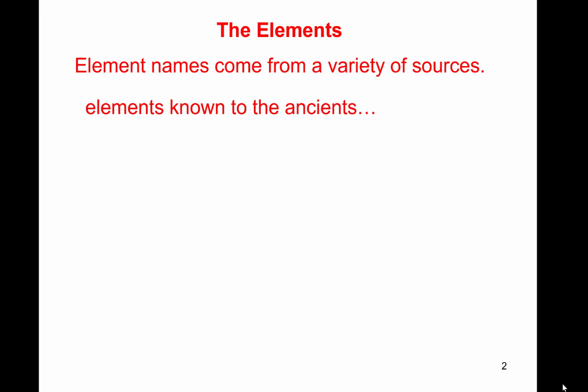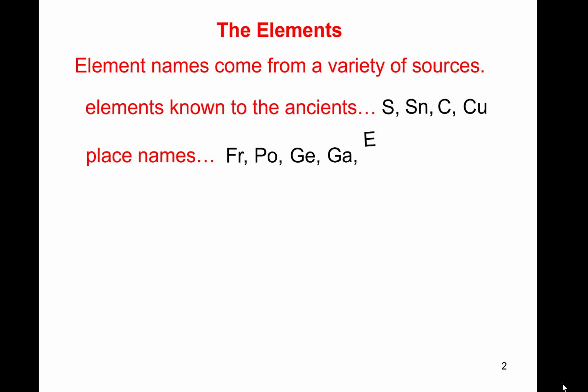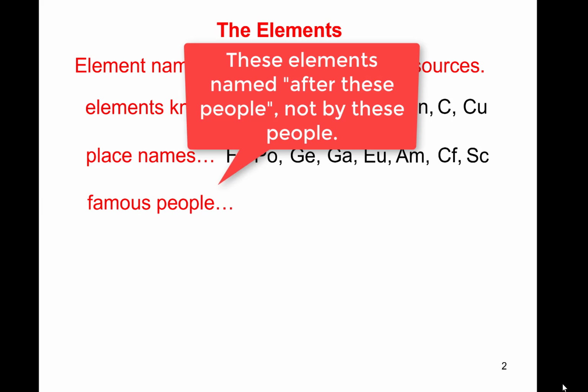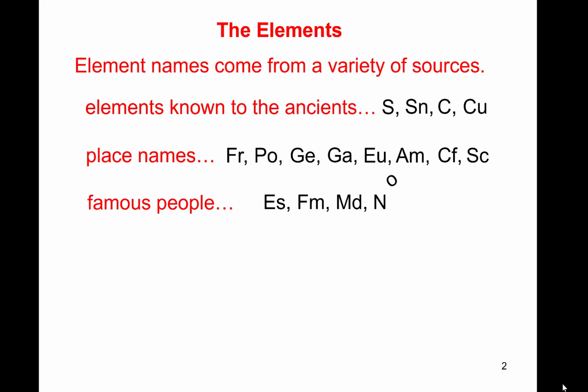The names of the elements on our periodic table come from a variety of places. Some of them were known to the ancients, such as sulfur, tin, carbon, and copper. Others were named based on the places where they were discovered, such as francium, polonium, germanium, etc. Some are named after famous people. Einsteinium, obviously by Einstein, fermium, etc.